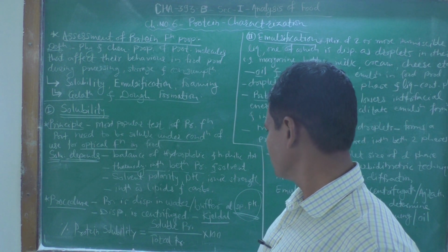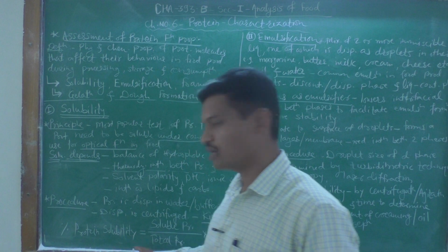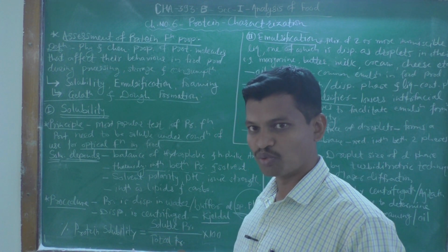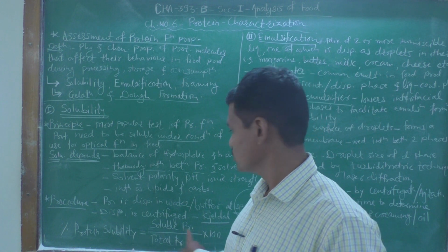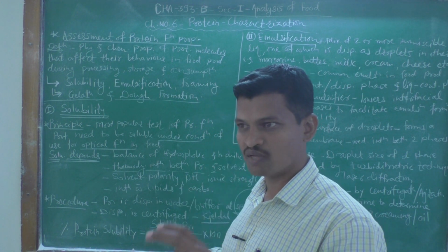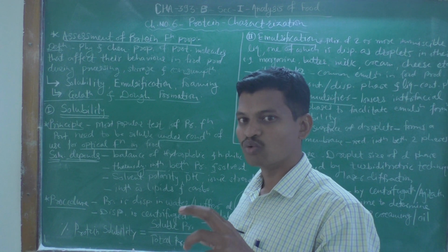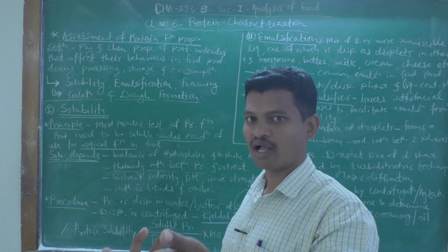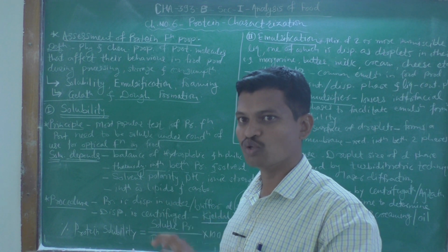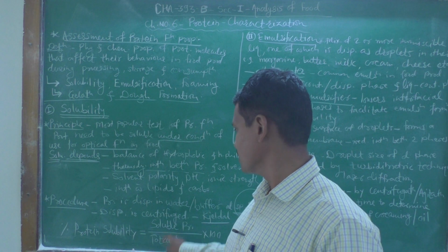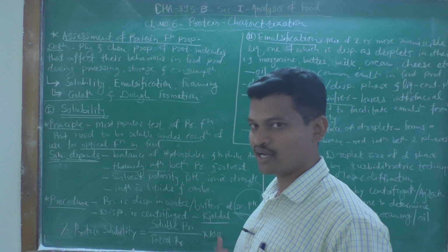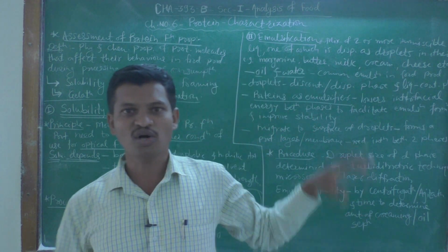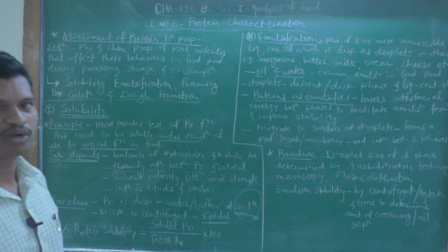Then the percent protein solubility can be calculated by using the formula: soluble protein divided by total protein, times 100. Soluble protein is the protein in the supernatant solution. Total protein is the protein in the soluble part plus the protein in the insoluble part, that is, in the centrifugate. The ratio of these two is multiplied by 100. This gives you the percent protein solubility. So this is all about the solubility functional property of protein.